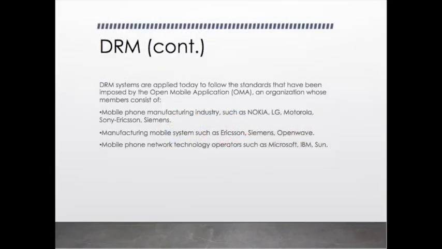The DRM systems applied today follow the standards that have been imposed by the Open Mobile Alliance, an organization whose members consist of mobile phone manufacturing industry such as Nokia, LG, Motorola, Sony Ericsson, Siemens, manufacturing mobile systems such as Ericsson, Siemens, OpenWave, and mobile phone network technology operators such as Microsoft, IBM, and Sun.